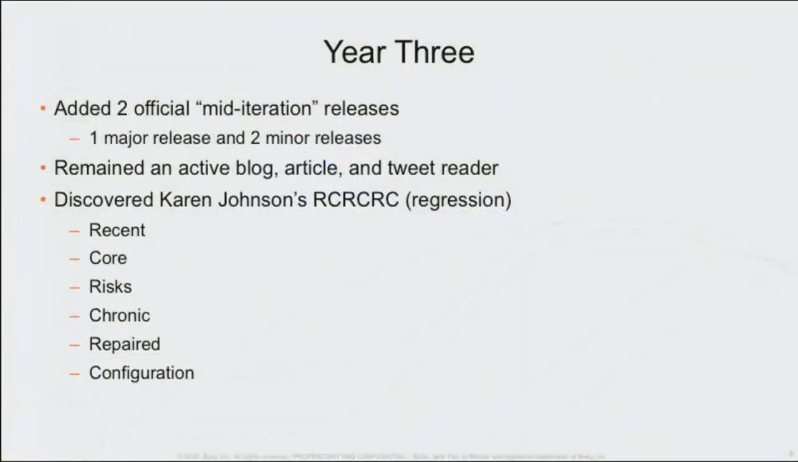And those dimensions are recent, core, risks, chronic, repaired, and configuration. So under these dimensions, we would think about what has changed in the product recently. What are the core items of our platform? What is the bread and butter that is the bloodline? We should be testing the recent changes. We should be testing the core aspects. What about risks? I'd never thought about risks. What risk? Whose risks? But these gave us thought on exploring the different risks that could be affecting our project.